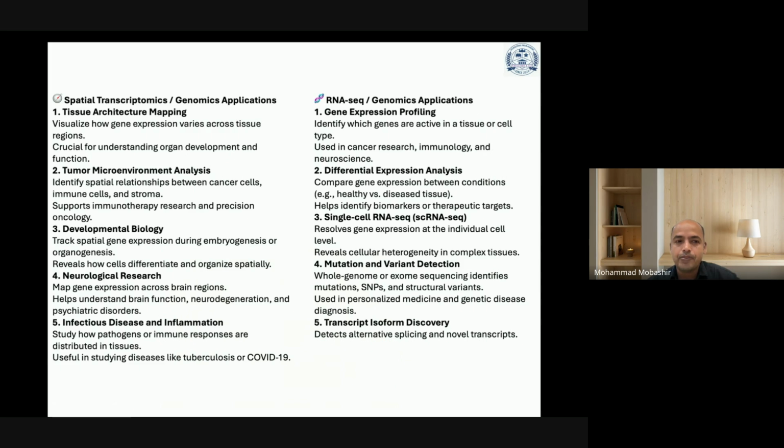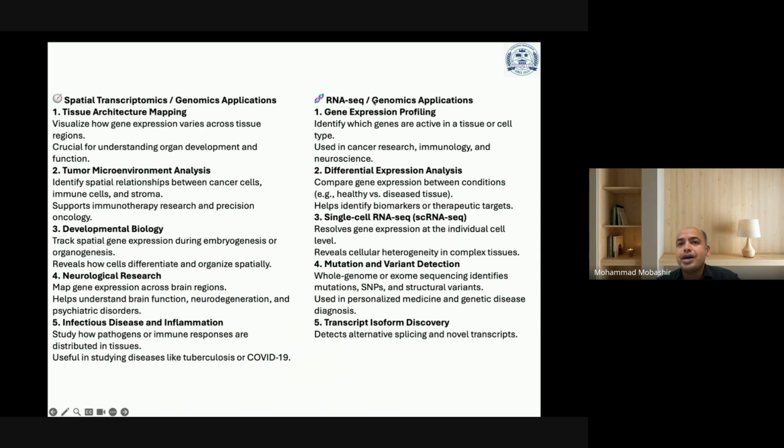For neurological research, it could map gene expression across brain regions. It helps to understand brain function, neurodegeneration, and psychiatric disorders. It could be implemented for infectious disease and inflammation understanding, to show how pathogens or immune responses are distributed in tissues. It is useful in studying diseases like tuberculosis or COVID-19.